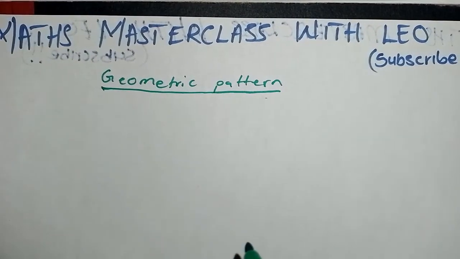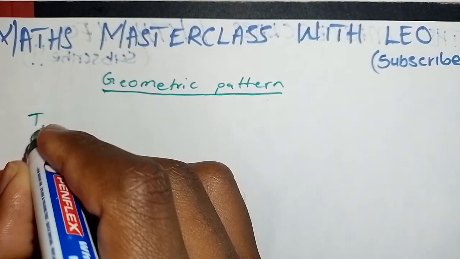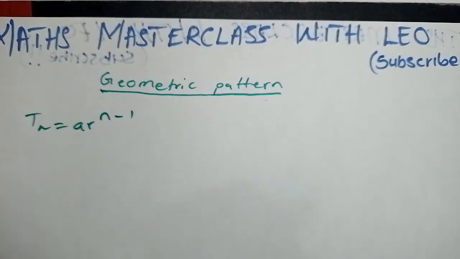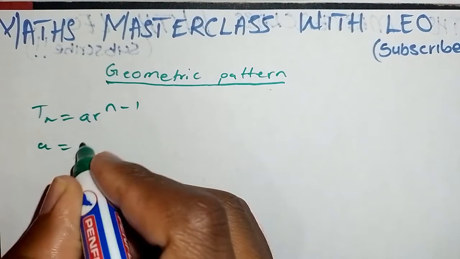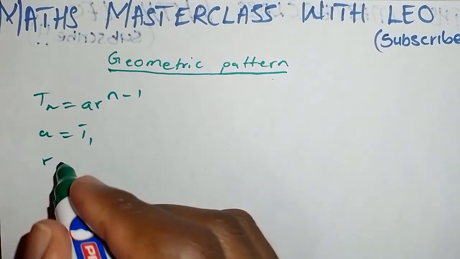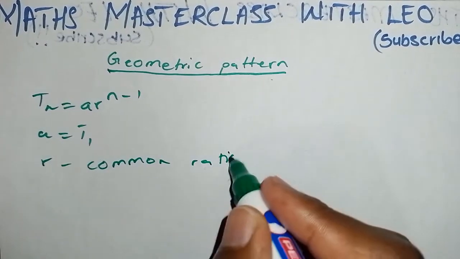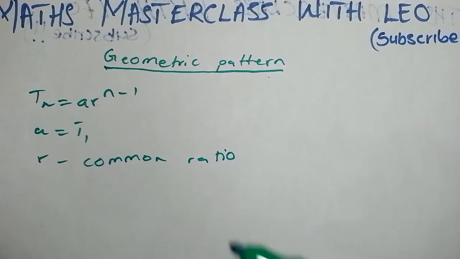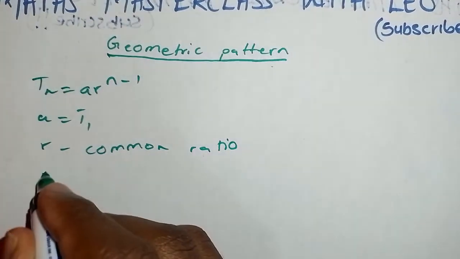Okay, similar to the other ones that we did, the geometric pattern also has a general equation. This is the general equation of the geometric pattern, where A represents your T1 and R represents the common ratio. The first one we did, the linear, had the common difference. The second one, we did the first common difference and the second common difference. Now we are talking about the common ratio. N represents your position.